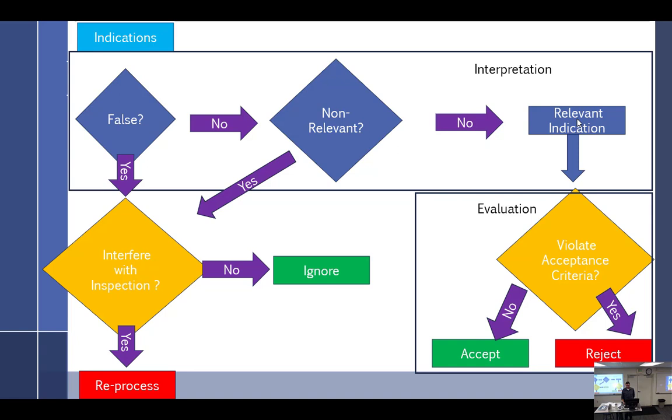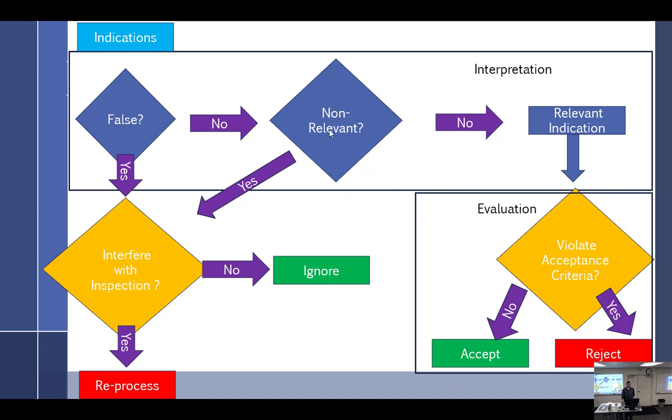And so after relevant, we're going to go into evaluation, which is, does it violate the acceptance criteria, which might be cracks in this area are cause for rejection, or maybe cracks less than this size are acceptable, or cracks in this area are acceptable. So we would ask, does it violate acceptance criteria? Well, if it does, reject it, and then we'd accept.